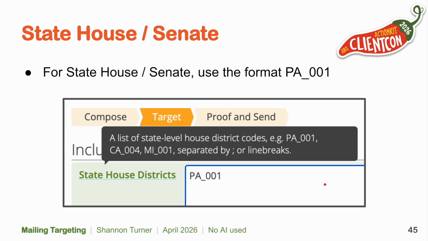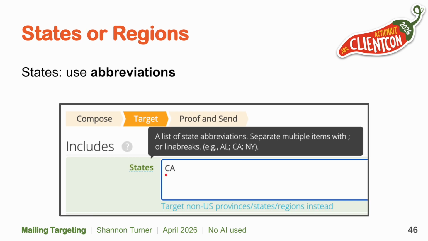So next up is State House and State Senate. This looks very similar to US House, but it has an extra digit. And remember, you can double check with your report, and you can always refer back to the tooltip for help. For states, you'll want to use the abbreviation, but consult the tooltip. You don't have to memorize it. And you can see there's some examples here as well.